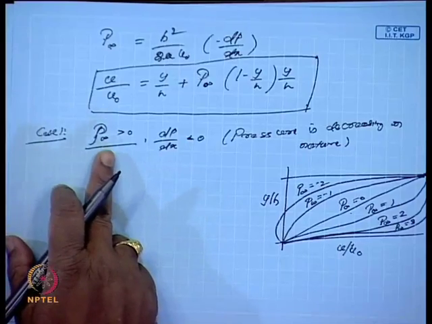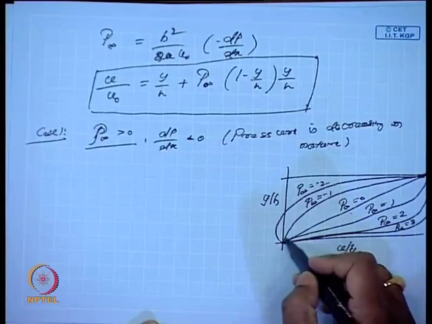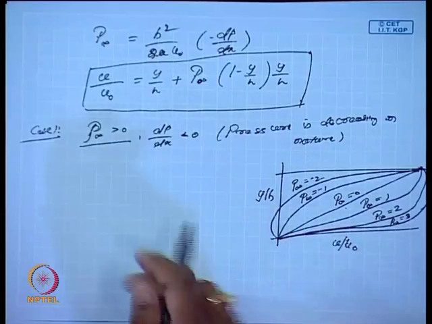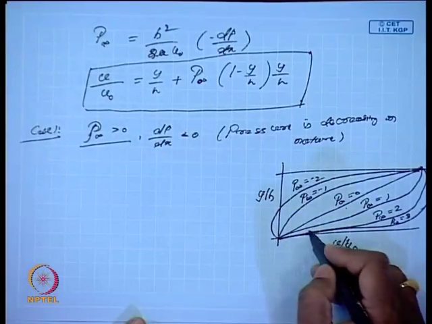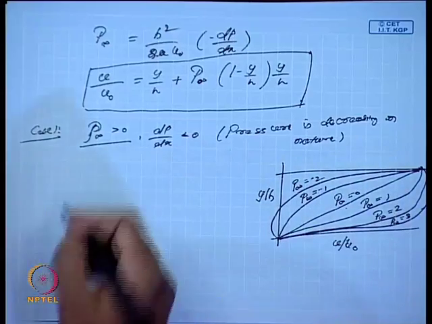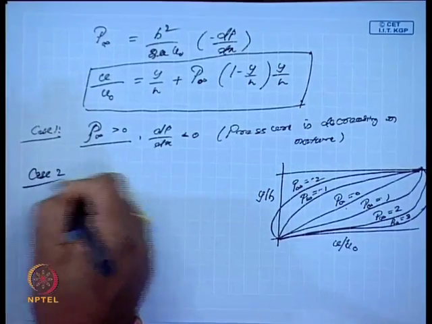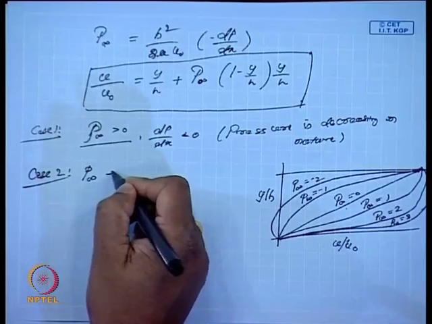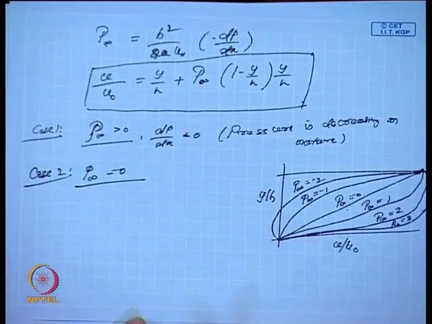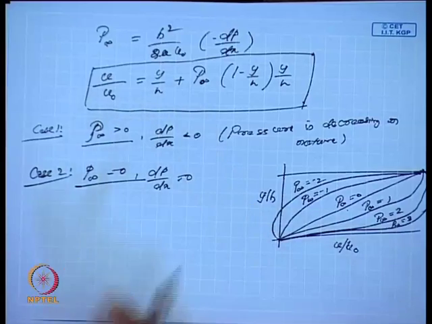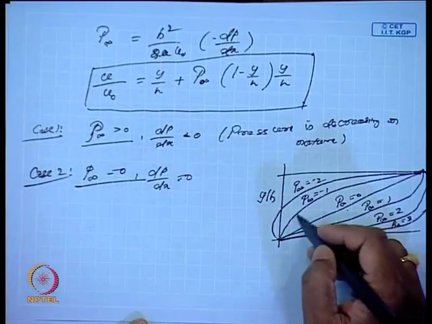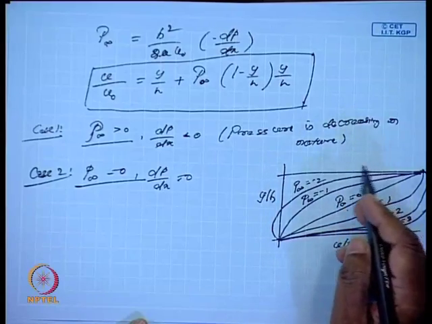And here what happened? If p infinity is greater than 0, that means the flow is always moving in the positive direction over the whole width of the channel. On the other hand, in case 2, if p infinity is 0, that means dp by dx is 0, the pressure gradient is 0, and this is similar to the plane Couette flow, and the flow distribution is linear, and it will go on increasing as we have seen in case of plane Couette flow.